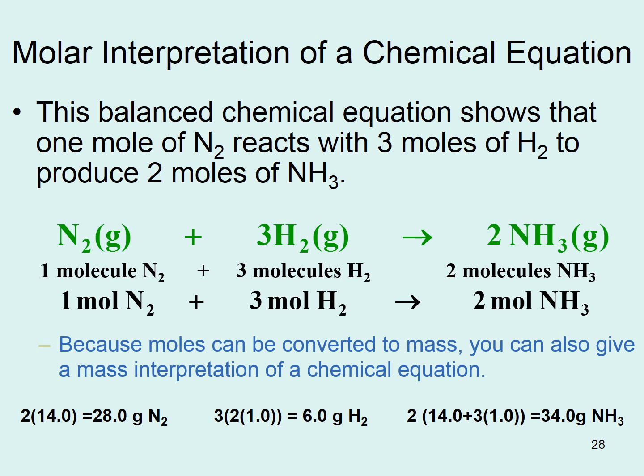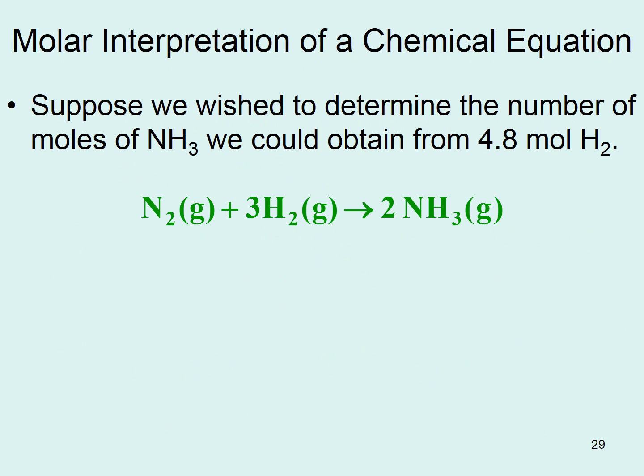So you can actually see that the mass is conserved, and that's because you have the same number of atoms on each side. But the mole to mole ratio, the coefficients, have nothing to do with the mass ratio. So, suppose we wish to determine how many moles of NH3 we could produce if we have 4.8 moles of hydrogen.